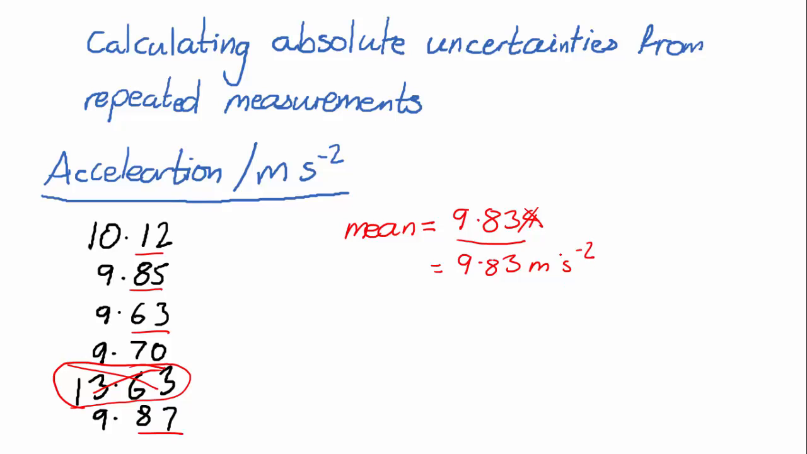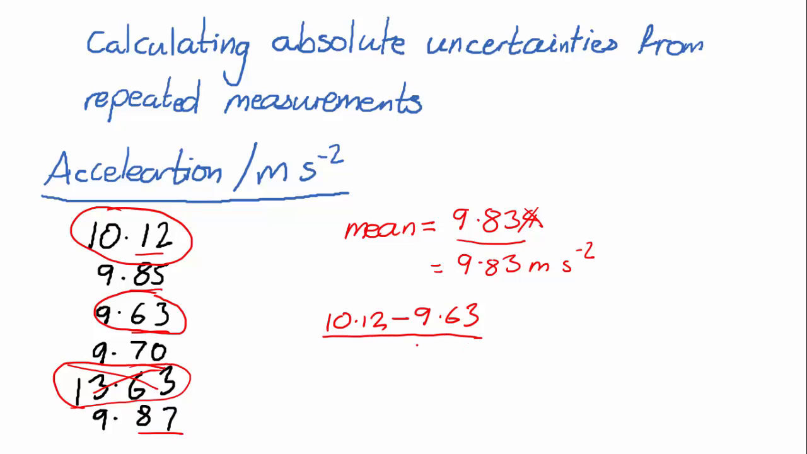per second squared. Next, we've got to find the absolute uncertainty, so I need to see what's the range of my values. So there's my smallest and my largest, 9.63 and 10.12. So to calculate the range, I need to find out what the difference between those two is, and then if I take that and divide it by 2, that will give me the absolute uncertainty in my measurements.